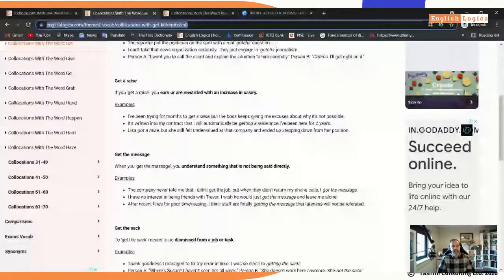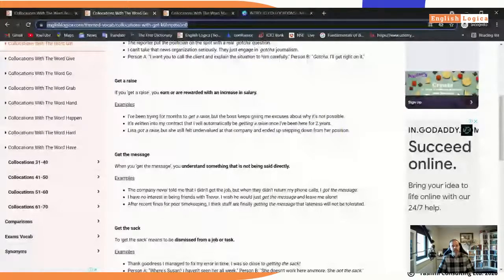The next collocation with get is get a raise. Okay, if you get a raise, you earn or are rewarded with an increase in salary. Our examples: I've been trying for months to get a raise, but the boss keeps giving me excuses about why it's not possible. It's written into my contract that I will automatically be getting a raise once I've been here for 2 years. Lisa got a raise, but she still felt undervalued at that company and ended up stepping down from her position.